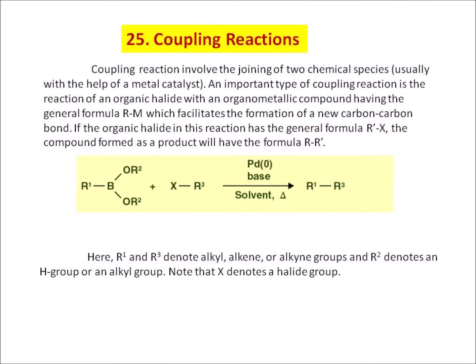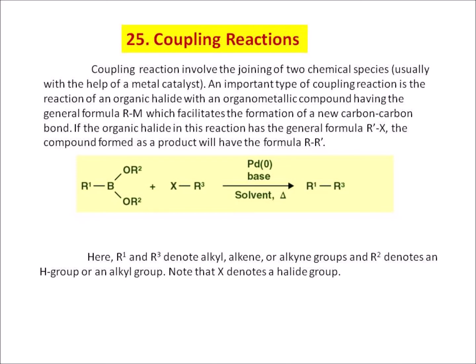Next is the coupling reactions. We already studied various types of coupling reactions. Coupling reaction involves joining of two chemical species, usually with the help of a metal catalyst. An important type of coupling reaction is the reaction of an organic halide with an organometallic compound having the general formula R-M, which facilitates the formation of a new carbon-carbon bond.